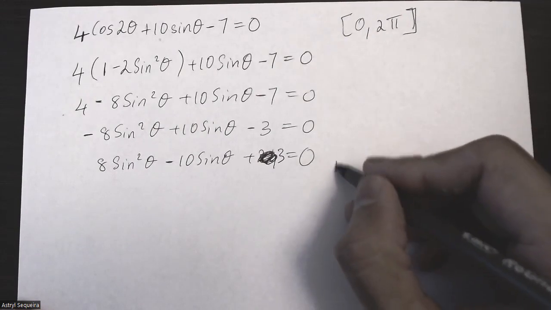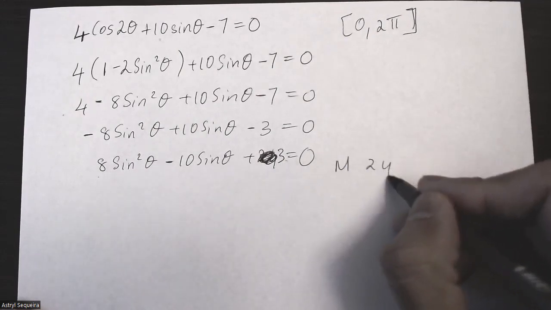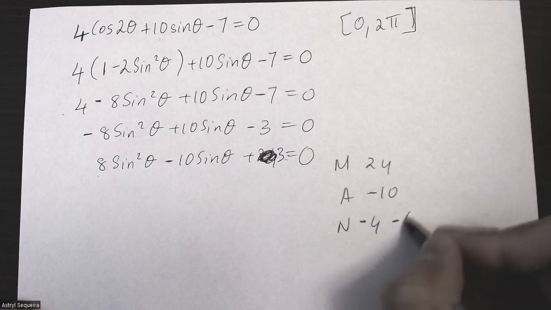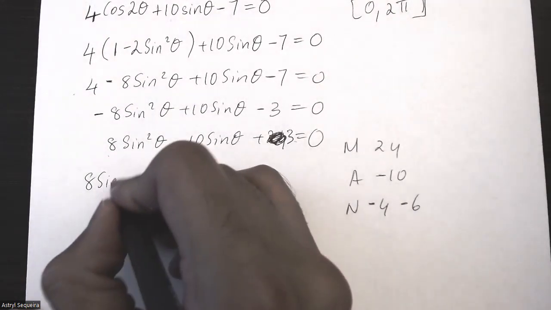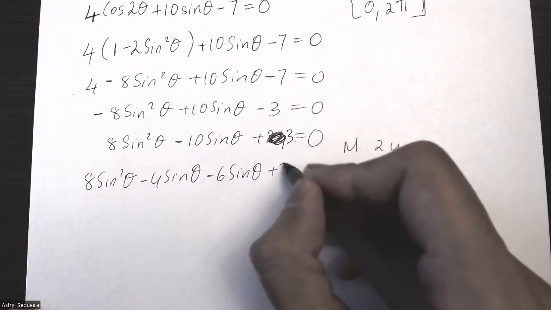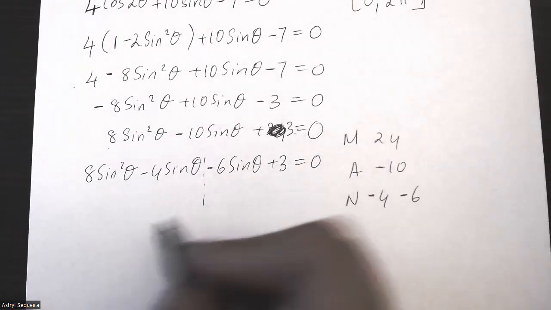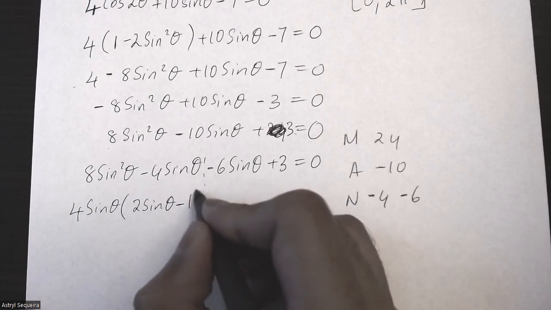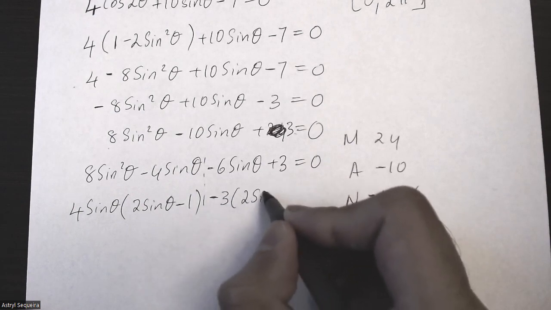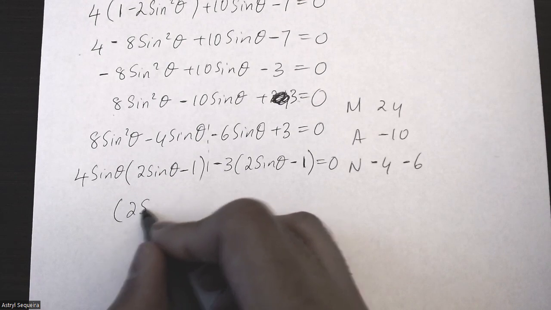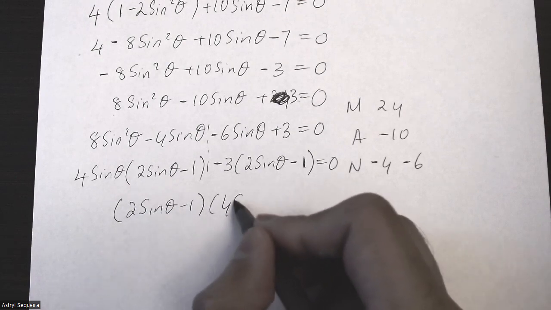So now I want to factor this. This is a complex trinomial. So what multiplies to 8 times 3, which is 24, and what adds to negative 10? The two numbers are negative 4 and negative 6. So I have 8 sine squared theta minus 4 sine theta minus 6 sine theta plus 3 equals 0. I'll factor by grouping. My common factor here is 4 sine theta, and I'm left with 2 sine theta minus 1. Here my common factor is negative 3, and I'm left with 2 sine theta minus 1. So 2 sine theta minus 1, 4 sine theta minus 3 equals 0.